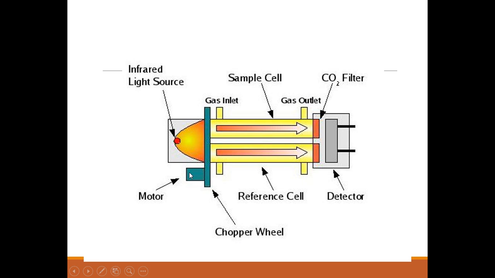Here you have your motor, and this is where your infrared light is. You have your gas inlet, it comes in here, it comes out here, and you have your detectors here. As the gas passes by your light source, it will absorb a certain amount of light. It continues, passes out near the detector, and the detector will calculate how much of the gas was contained in the sample.